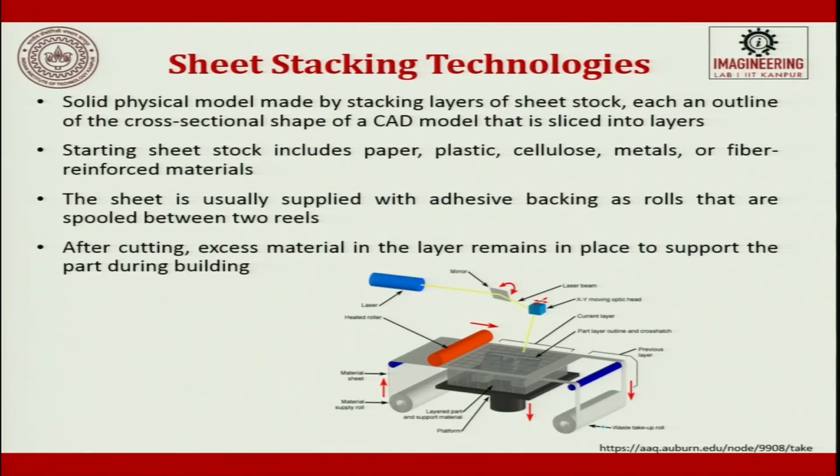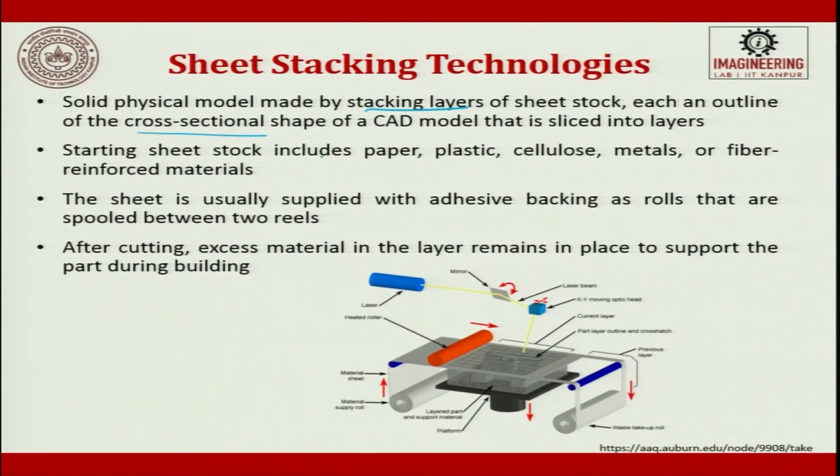The next one in the solid category is sheet stacking technologies. In sheet stacking technologies, the solid physical model is made by stacking layers of sheet stock, each an outline of the cross section shape of the CAD model that is sliced into a layer. I would repeat: a solid physical model made by stacking layers of sheet stock, each an outline of the cross section shape of a CAD model that is sliced into a layer.